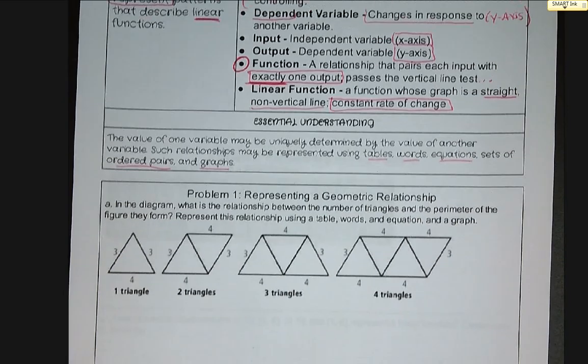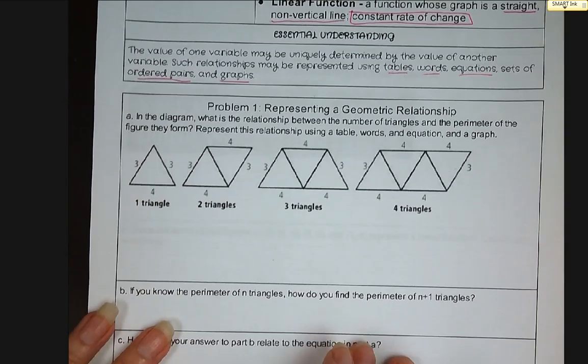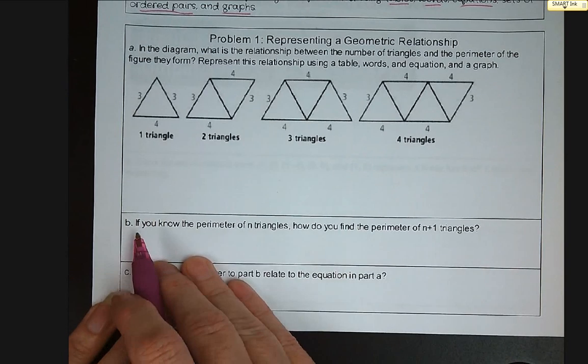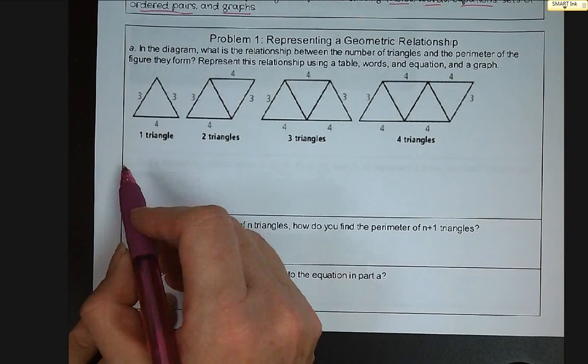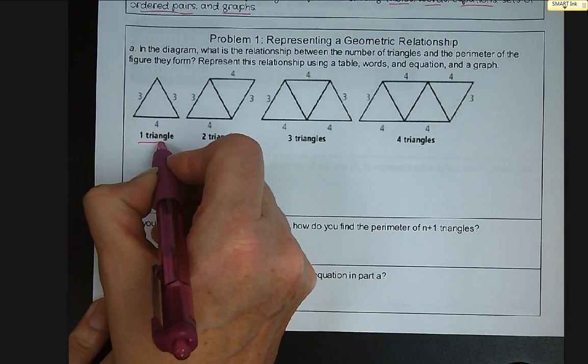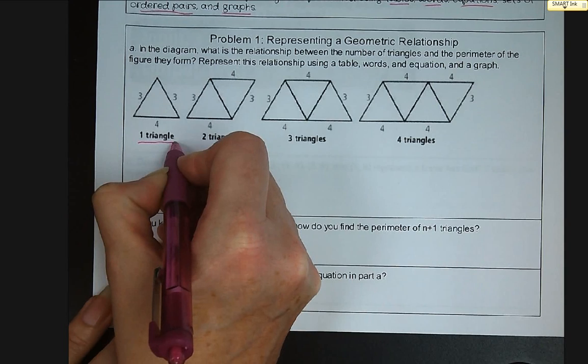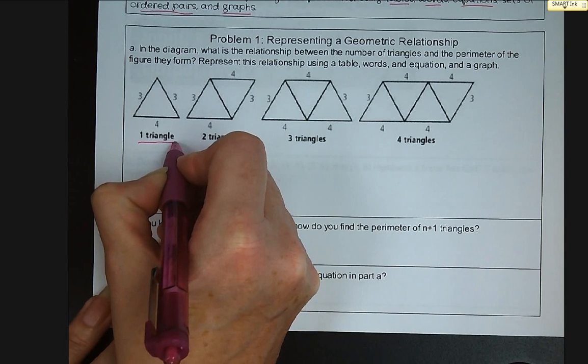So, problem number 1, representing a geometric relationship. In the diagram, what is the relationship between the number of triangles and the perimeter of the figure they form? Represent this relationship using a table, words, an equation, and a graph. That should be an equation, not and equation.